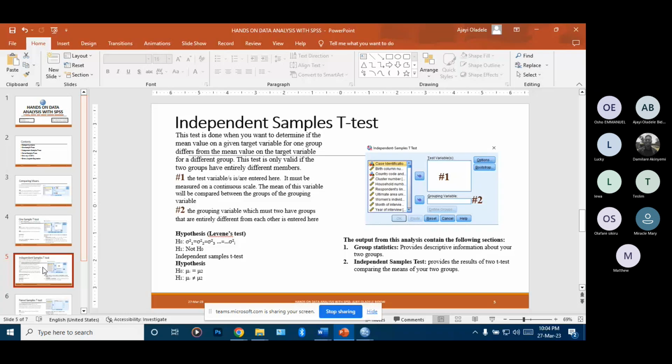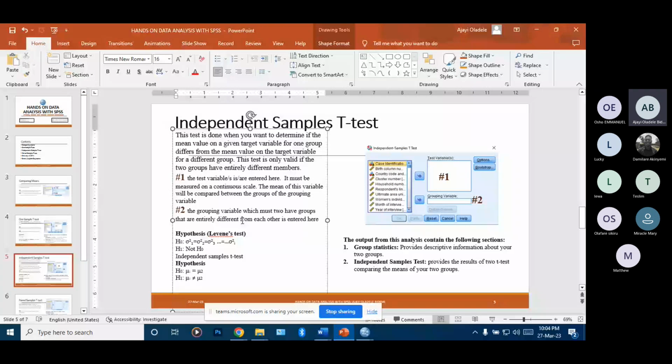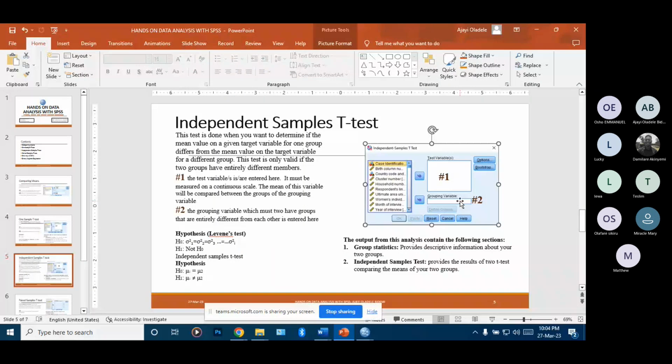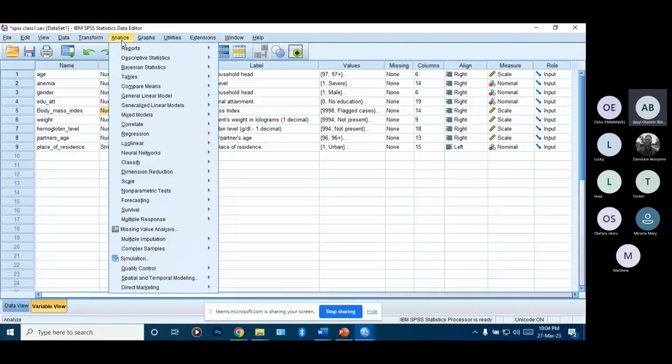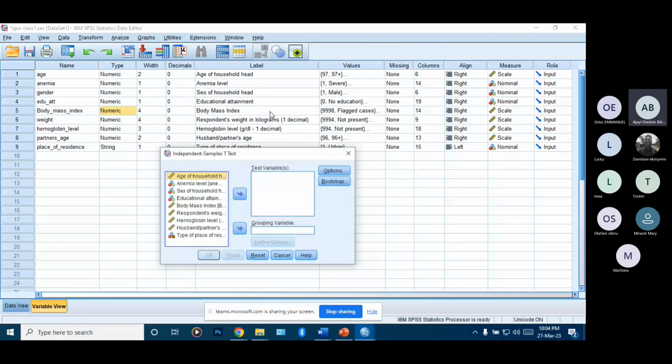Now, for you to do this, the grouping variable must have at least two categories. This particular box must have at least two categories. It can have more than two categories, but the number of categories you can use here is just two. Let's go to our SPSS. We are analyzing, comparing means, and we are doing the independent samples t-test.